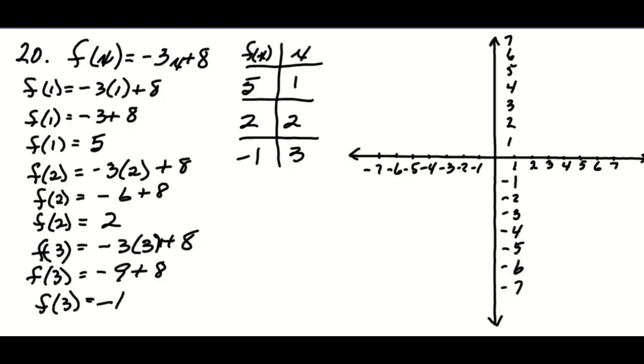Now notice I've got them in reverse order there, and you might want to flip them, but make sure you got the coordinates correct. X is 1, y is 5. It sits right up here. In the second one, when x is 2, y is 2, and that one sits right about here. And then when x is 3, y is negative 1, that sits right down about here. And now if we wanted to plot those, we would just draw a straight line through those 3 points, and they should all line up.